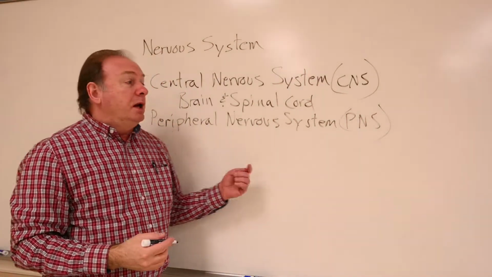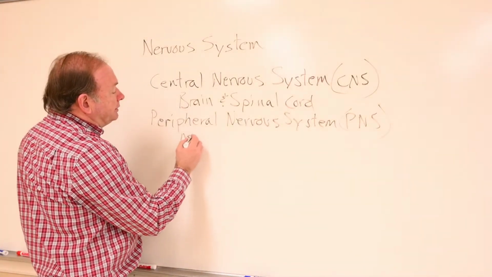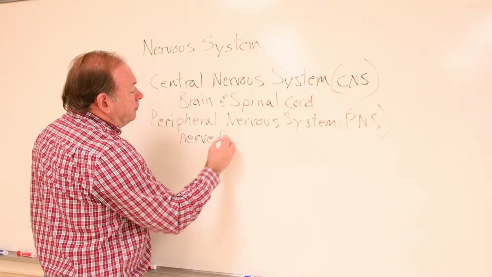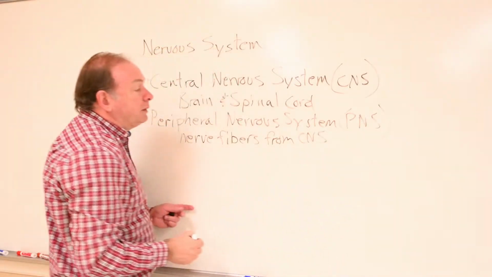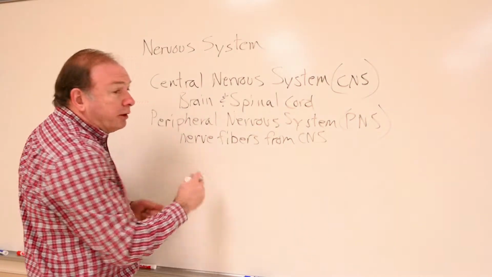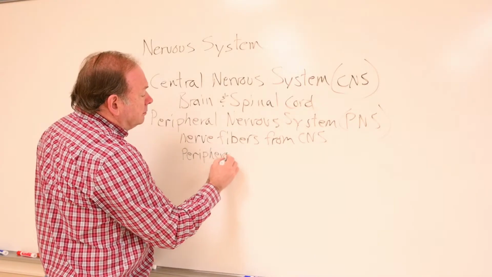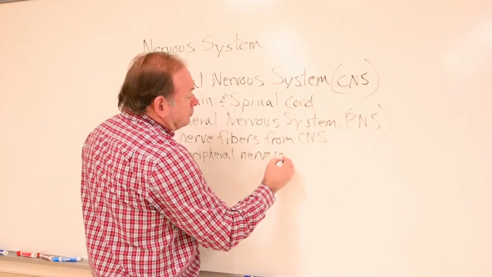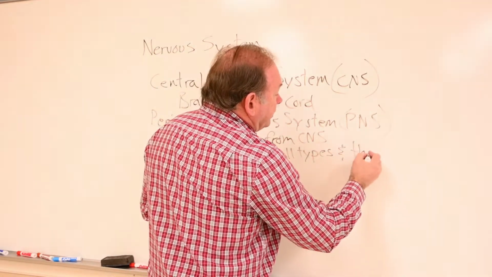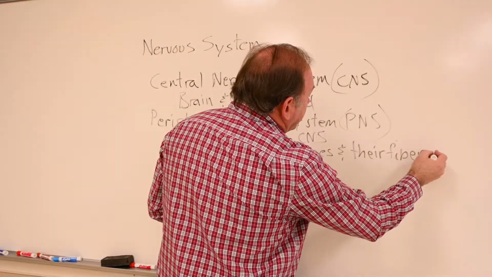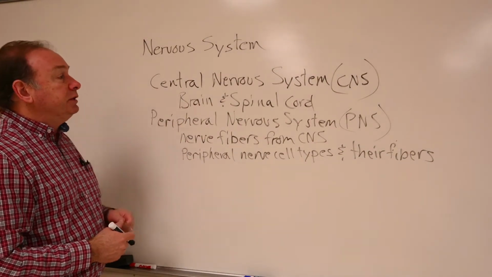consists of nerve fibers extending away from the central nervous system. So nerve fibers from central nervous system. And it includes peripheral nerve cell types, and their fibers. So these are your two primary anatomical divisions.